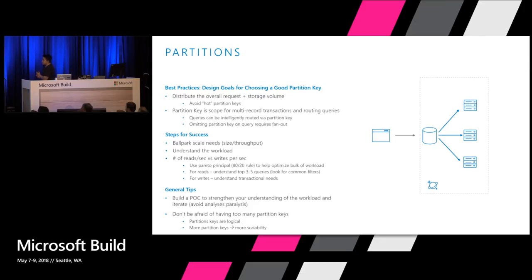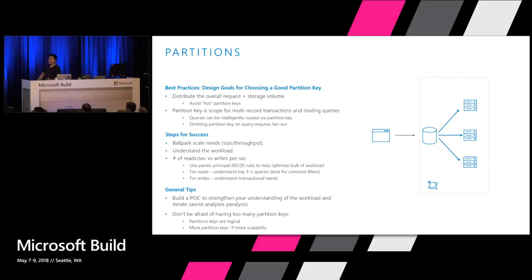Some general tips here. A lot of people do fall into this analysis paralysis trap the very first time. Try to avoid that. Actually, the best thing to do is build a proof of concept. Once you build a proof of concept, it'll become very crystal clear exactly what might be a good partition key for your application. The other thing is don't be afraid of having too many partition keys. I get countless questions going, hey, I'm building, let's say, this big, massive social media platform. I might have to support billions of users. Is that too many partition keys?